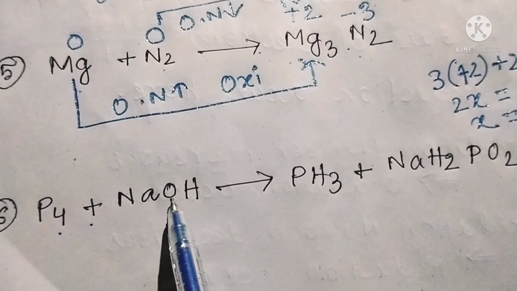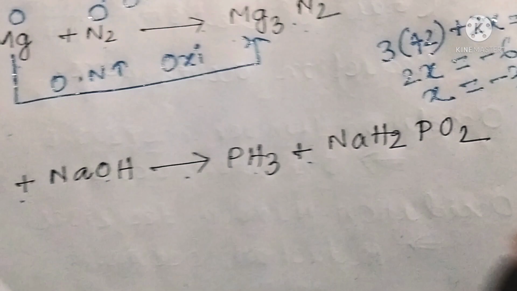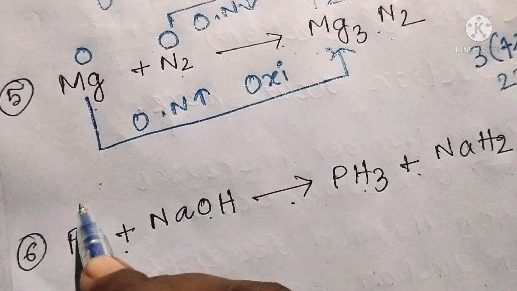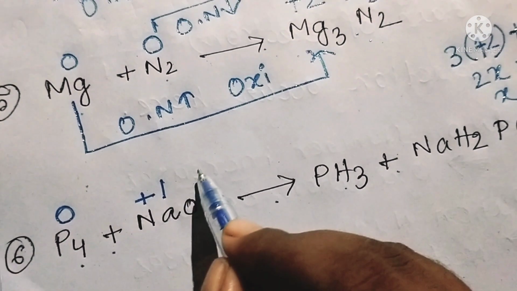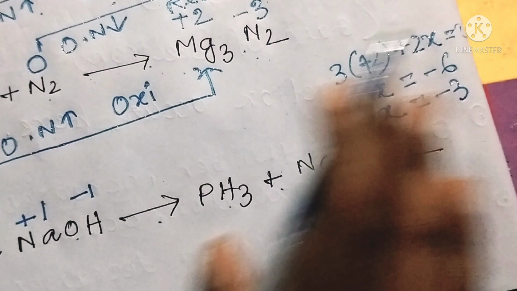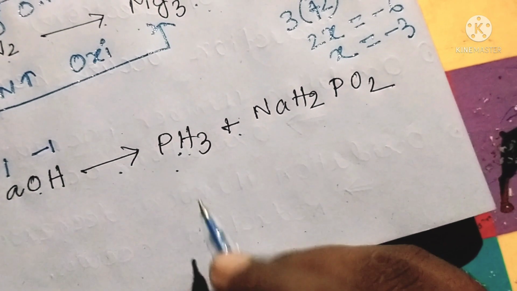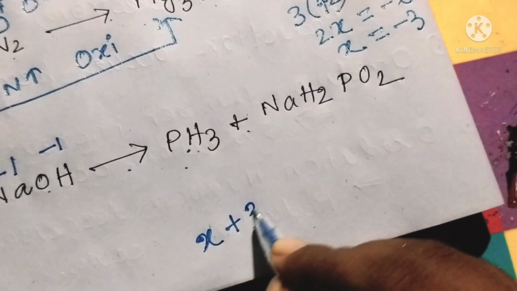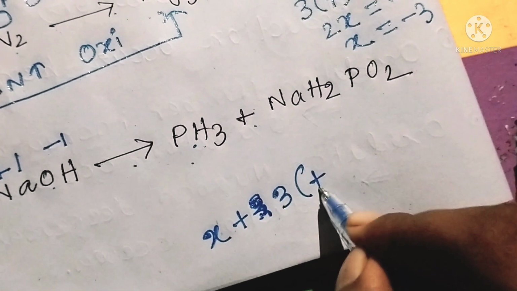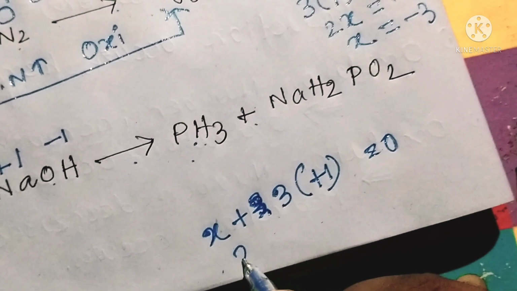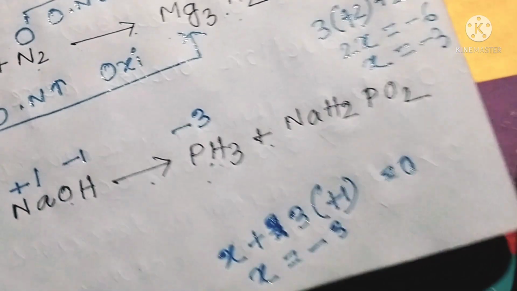P4 plus NaOH turns into PH3 plus NaH2PO2. Here P4 is in elemental state, so the oxidation number is 0. Sodium is +1, OH is -1. In PH3, let hydrogen be +1 and phosphorus x: x plus 3 into +1 equals 0, so x equals -3.